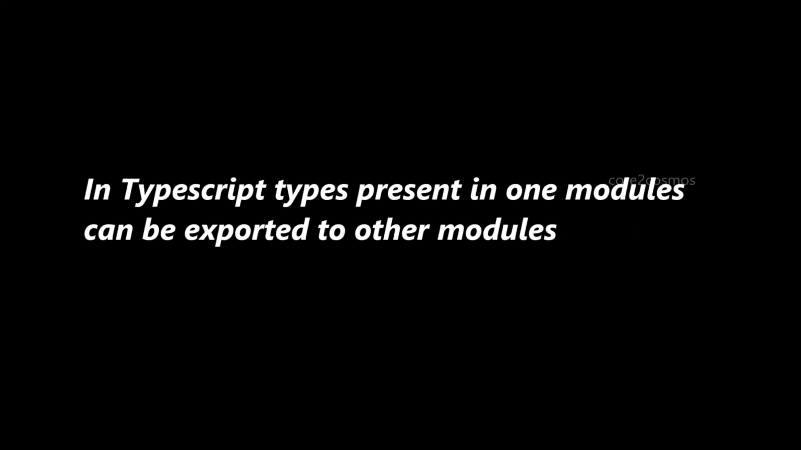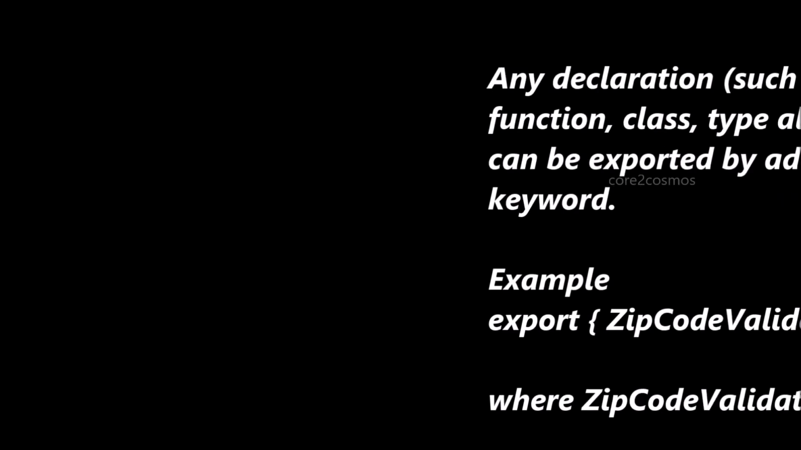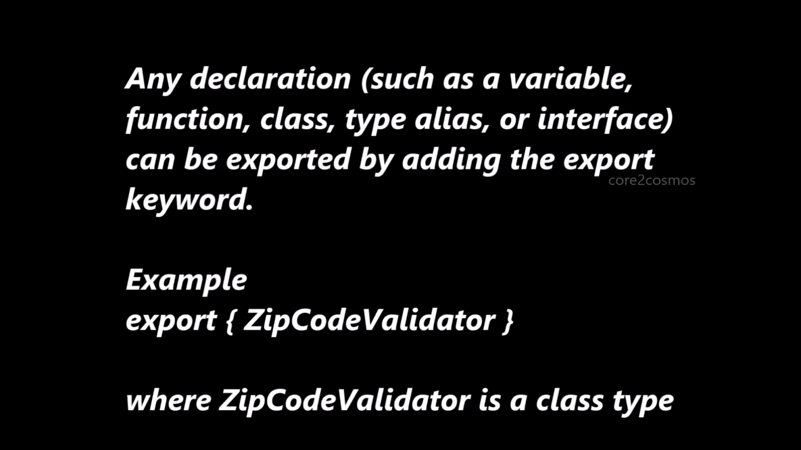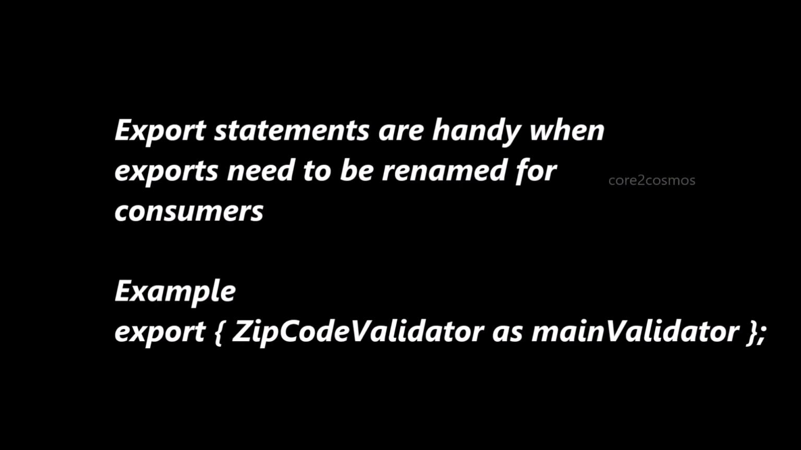In TypeScript, types present in one module can be exported to other modules. Any declaration such as variable, function, class, type alias, or interface can be exported by adding the export keyword, as shown in the example. Export statements are handy when exports need to be renamed for consumers.